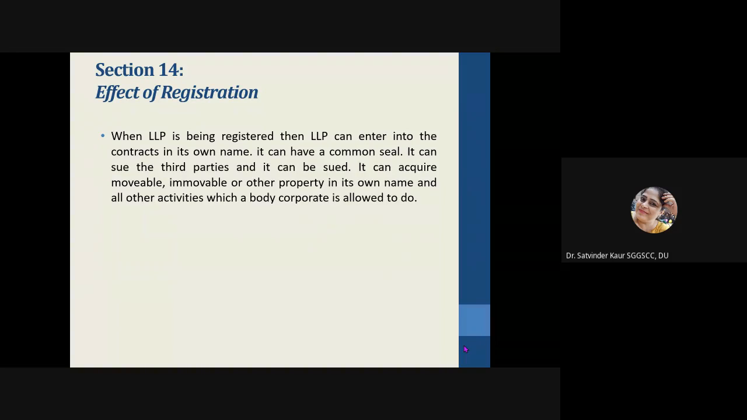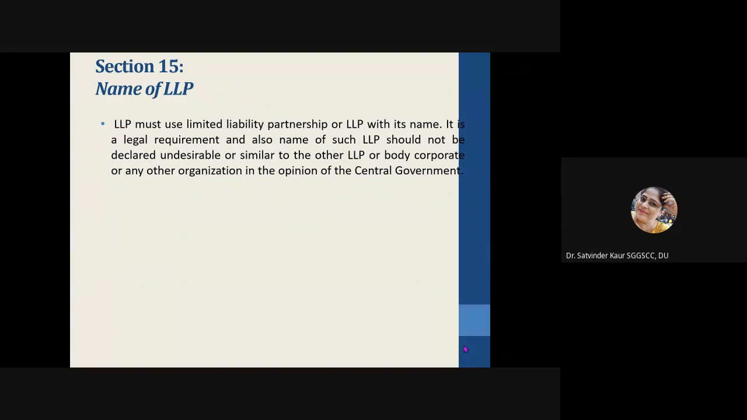Then section 15 says that LLP should be attached with its name, and any name which is being filed for registration should not be similar to any existing organization or any undesirable name by the central government. Then only it is going to be approved. And when it is approved, you have to take the evidence, and in that case the word LLP is to be attached.